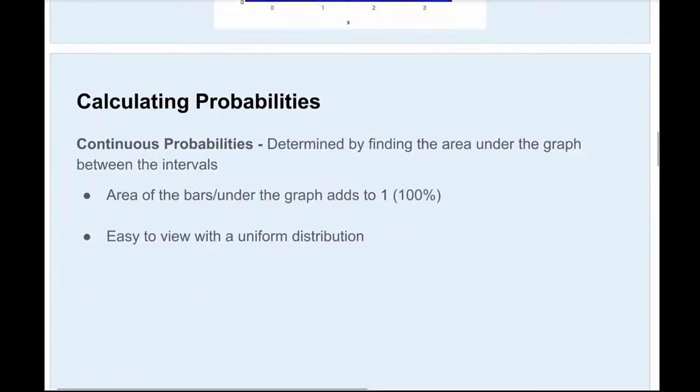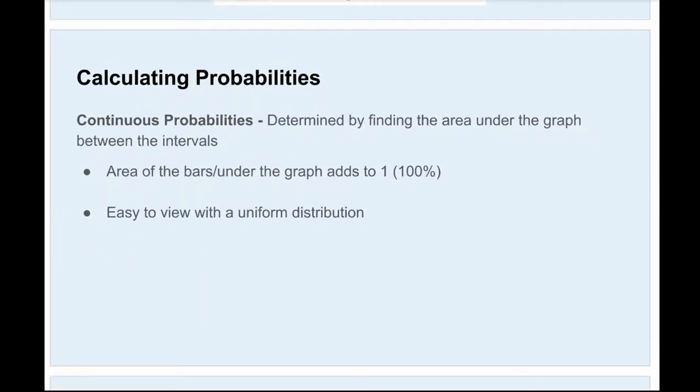When we're dealing with continuous probabilities, it's a little bit different because we don't have a fixed value. We find the probability by finding the area under the graph between the intervals. It's similar to what we did, except instead of counting, we're looking for the area under the graph between the intervals. And the nice thing is that the area under the graph adds to 1 or 100%. We're going to look specifically in this lesson at uniform distribution because it's very easy to see that.